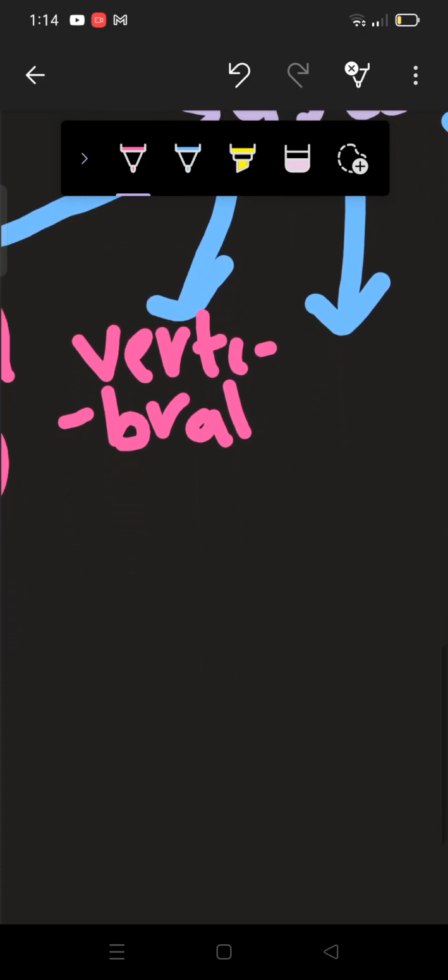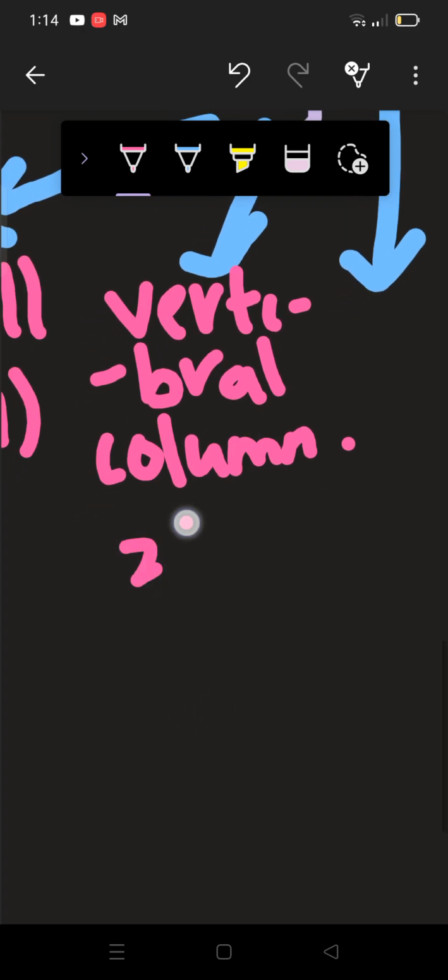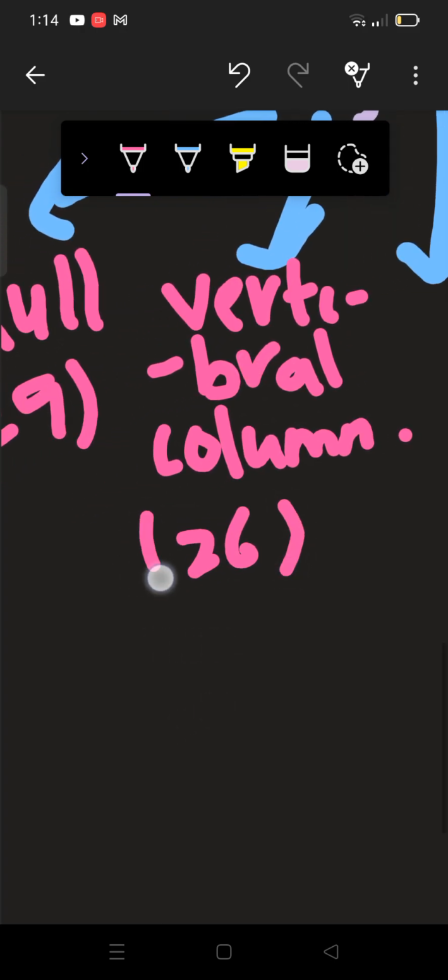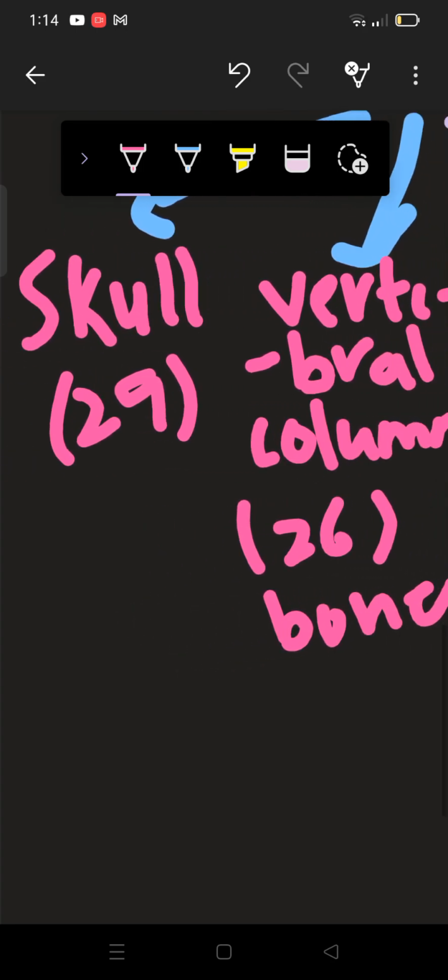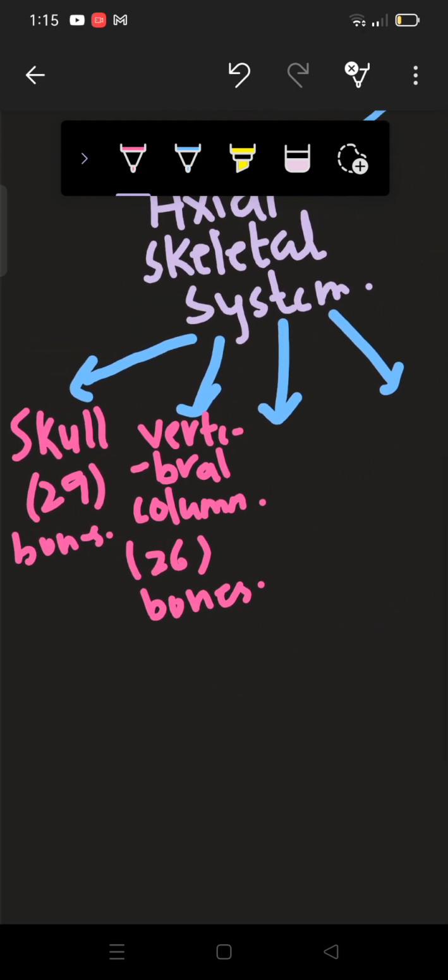Vertebral column. How many bones are present in the vertebral column? Let's check that first. We have 26 bones in the vertebral column, and 29 bones in the skull.